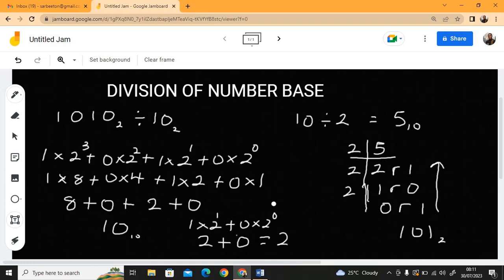But this is a little bit tedious and very long. Sometimes they will give you long numbers, so it is a bit slow. Let's just learn the other method that the teacher in your class expects you to use in division of number base. Let me clear this frame. So this is a question. You will see that this one is very easy and simple.